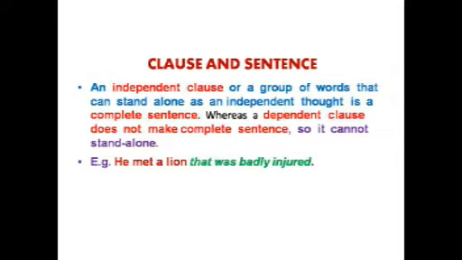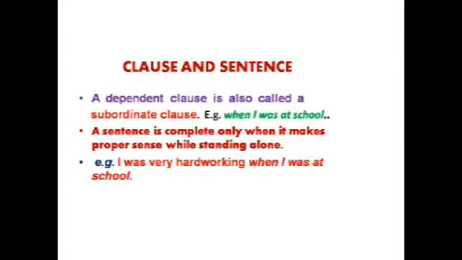Now, we look at the sentence given there. He met a lion that was badly injured. So, we find a main clause and a sub clause, or independent clause and a dependent clause. The clause that was badly injured is the dependent clause, and the first one, he met a lion, is the main clause or the independent clause. A dependent clause is also called the subordinate clause. So, another term for dependent clause is subordinate clause.